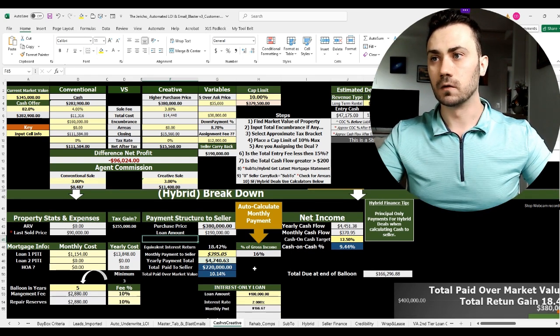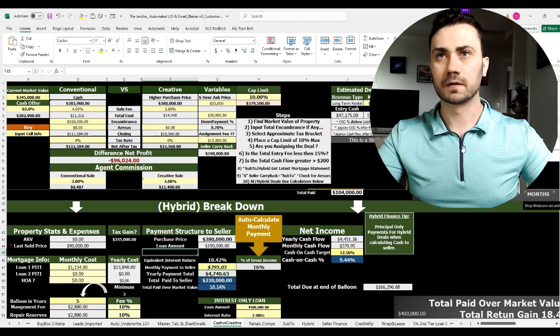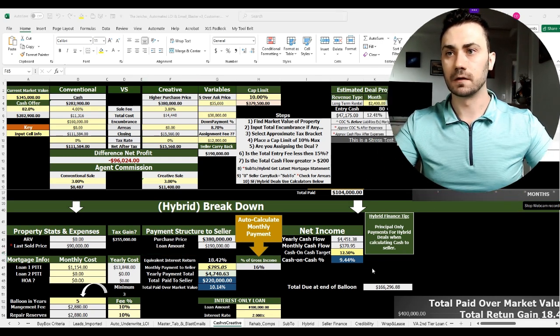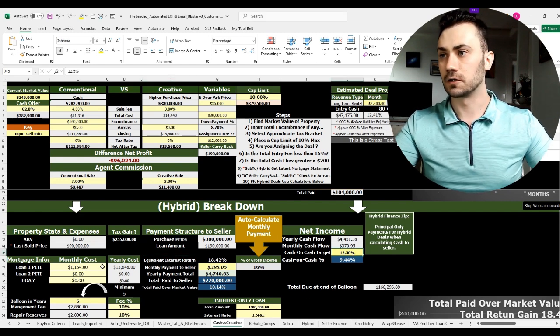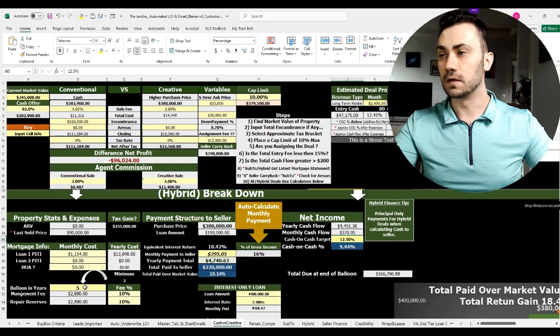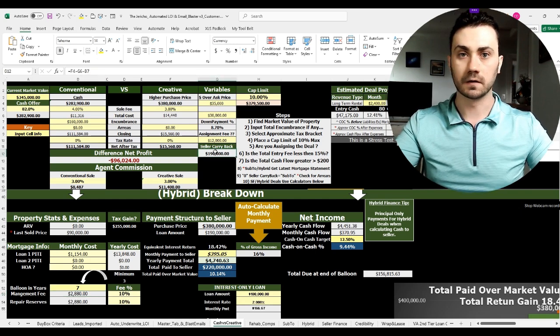And now what we need to do is figure out what is the maximum monthly payment that we could give to this seller, knowing that we're going to want a cash flow with, let's say, a 12.5% cash on cash target. The balloon years, I think we're going to bump this up to 7 because there's quite a bit of equity here. So for the seller carryback here, it's $190,000.